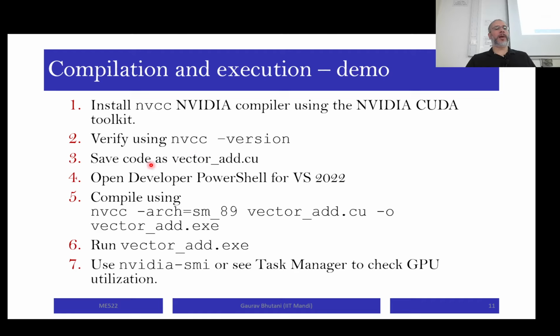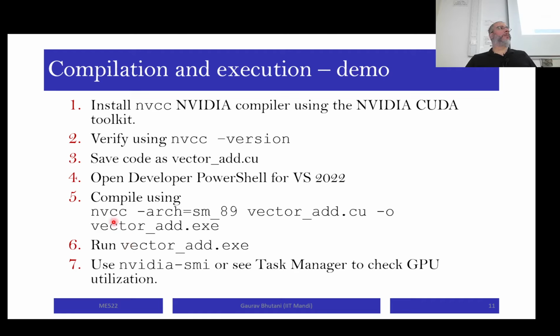Then you have to write a code and save it. In this case we have already saved the code; by the way, the code is available on your repository now, so you can go and have a look at it in a folder called CUDA. This code is vector_add and the extension is .cu for CUDA codes. You have to open the PowerShell for Visual Studio. It's basically a command prompt which has all the things installed in it, so you don't have to worry too much about it. Just open it and write the command for compilation, and then you can run this using the executable. So very similar idea.